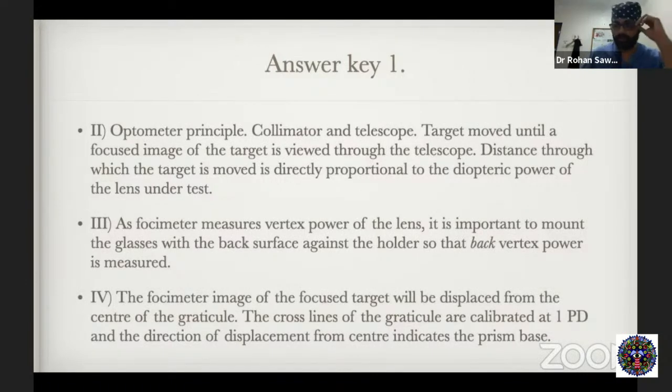Last question was, how can the focimeter be used to determine the amount of prism at any given point incorporated within a lens? As it measures, the image of a focused target, when it is centered, will be displaced from the center of the graticule. The cross lines of the graticule are calibrated at 1 prism diopter, and the direction of displacement from the center indicates the base of the prism.